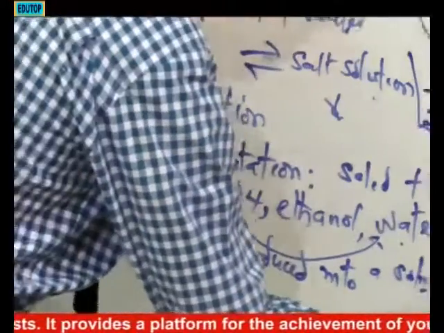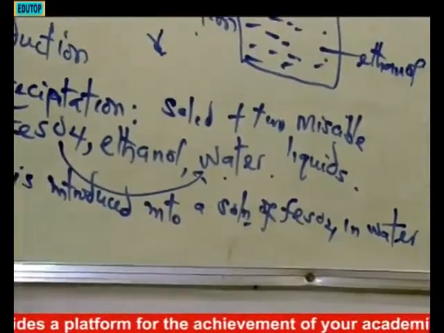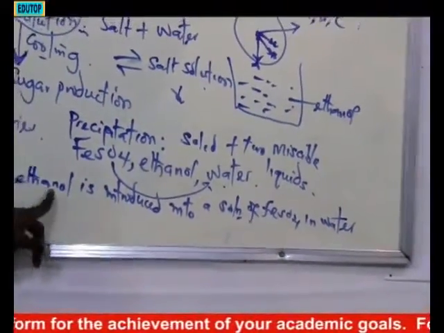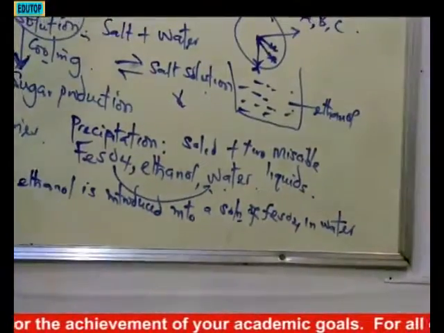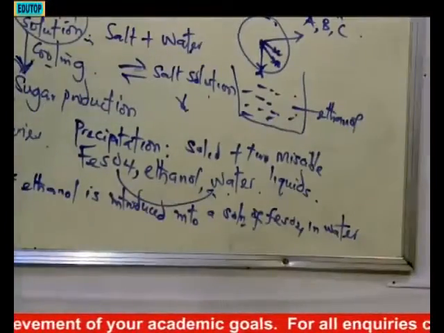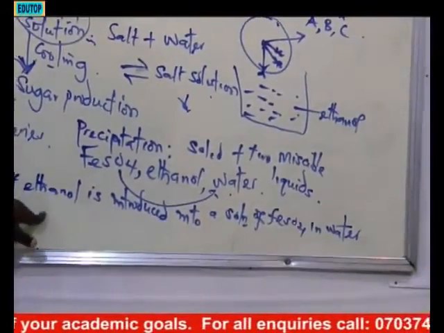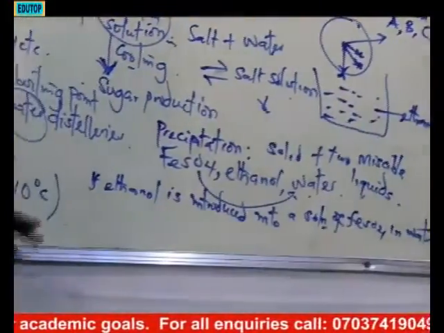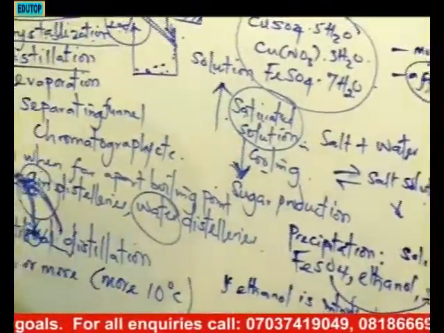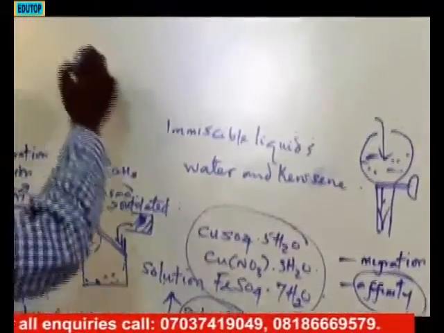iron 2 in water, because of the fact that I said iron 2 is soluble in water but it's insoluble in ethanol. So when you have this ethanol introduced into this, this one will be precipitated. It will come out of the solution in form of what? Precipitate, simply because it is not soluble in ethanol, and then it can now be removed by the process of what? Filtration.